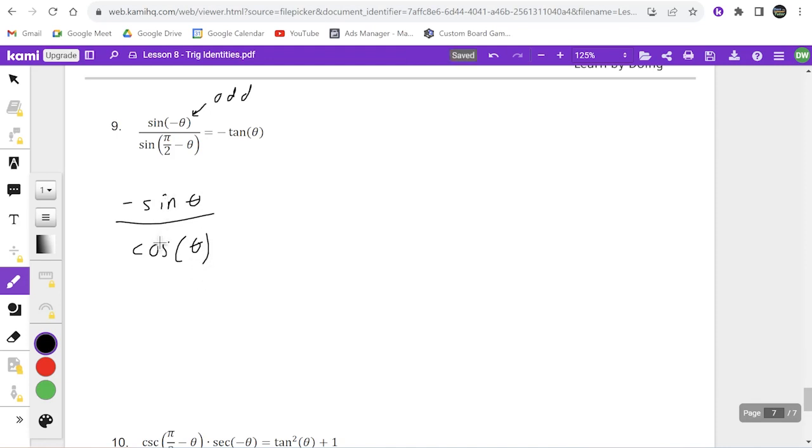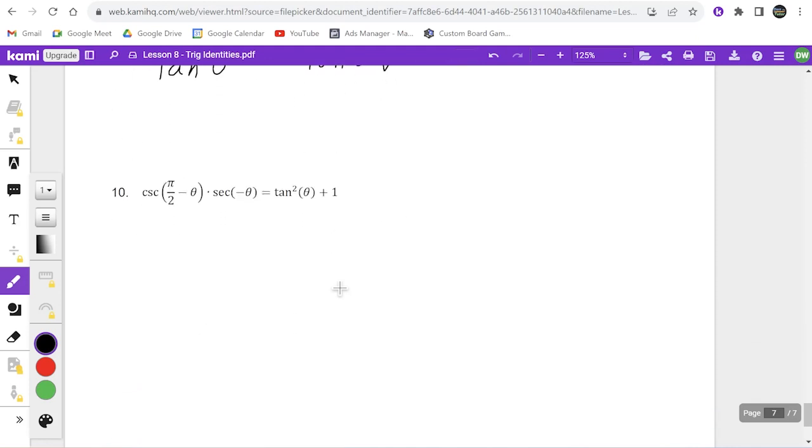And then negative sine over cosine, is that good enough? Well, we need to get to tangent. And of course, I know sine over cosine is tangent. So negative tangent theta equals negative tangent theta, and then we're done. Any questions on number 9?